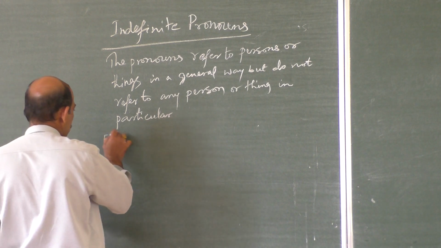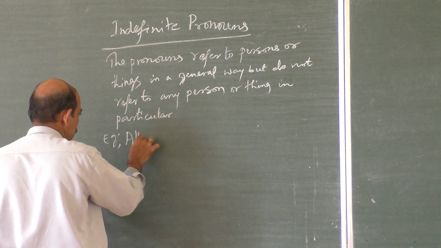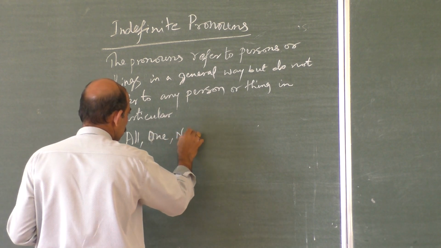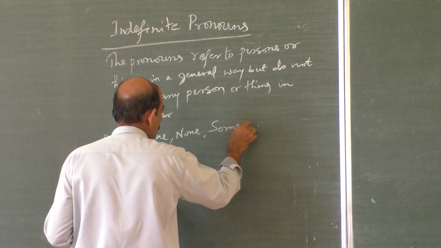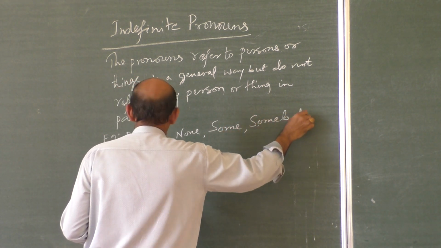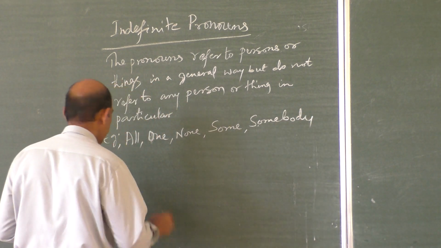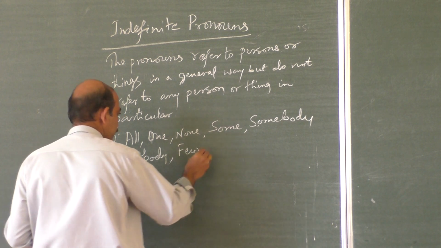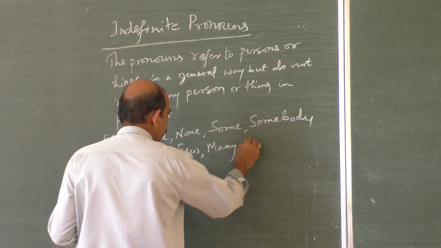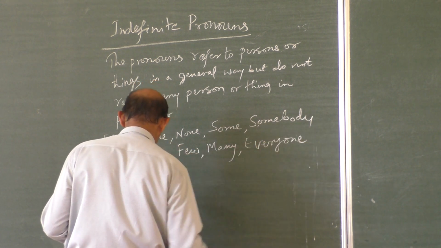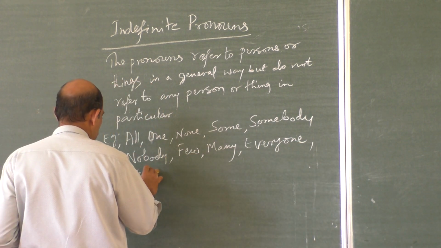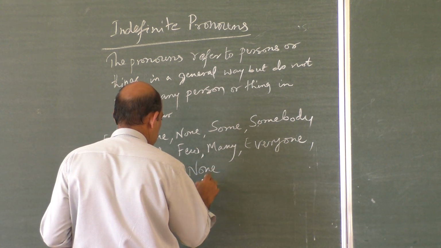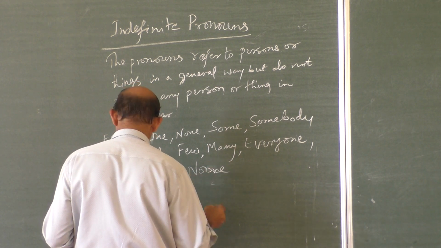Let me write examples, the pronouns first, then explanations are possible. I have listed most of the pronouns here: all, one, none, some, somebody, nobody, few, many, everyone, everybody, no one, someone.